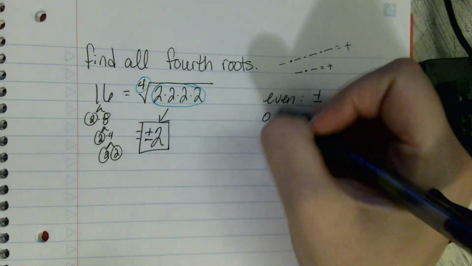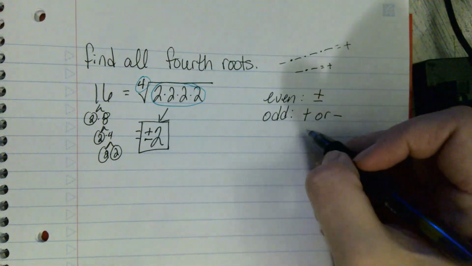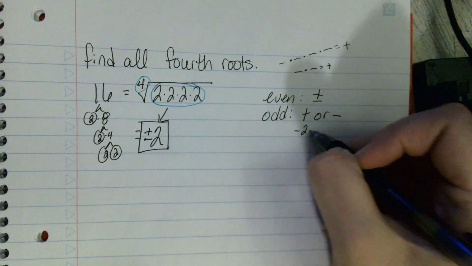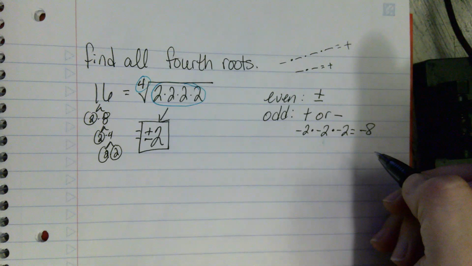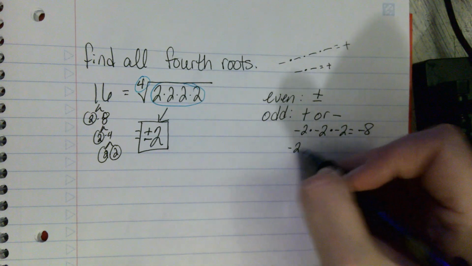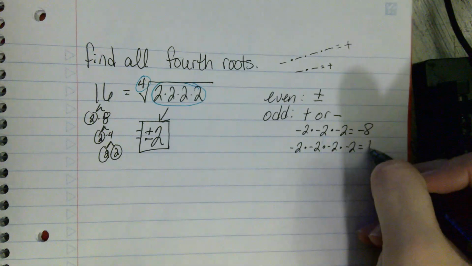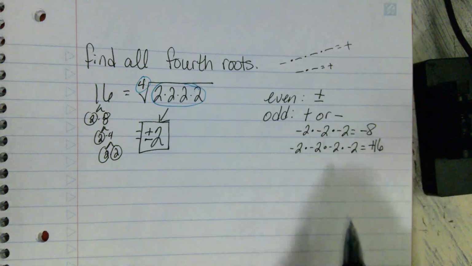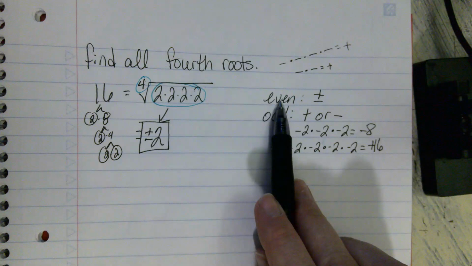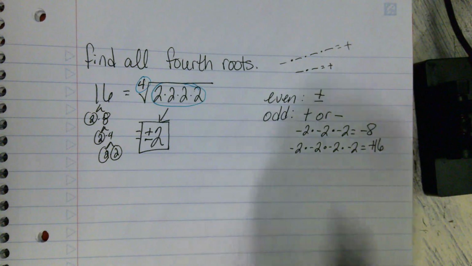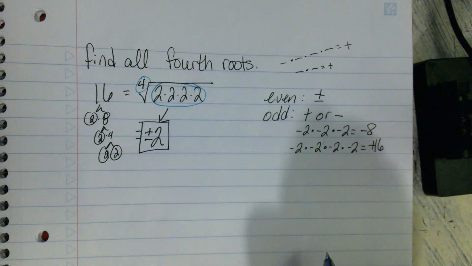If they're odd, it could be positive or negative because negative 2 times negative 2 times negative 2 is negative 8. Negative 2 times negative 2 times negative 2 times negative 2 could be positive 16. It's going to give us a positive. So just keep in mind when we're multiplying, if we have even numbers of negatives, they're going to become positive. If we have an odd amount, it could be a negative.